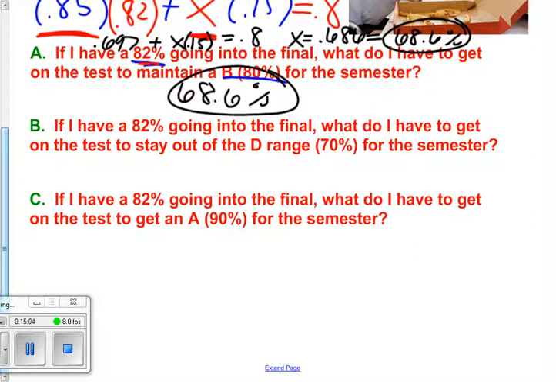I want you to try this one on your iPad. Shh. Sonny, shut up. I want everyone to try this one. If you have an 82% going into the final, what do you have to get on the test to stay out of the D range? Try this one. How would you set it up? I'm gonna go about 40%. The least you can get here is 50.